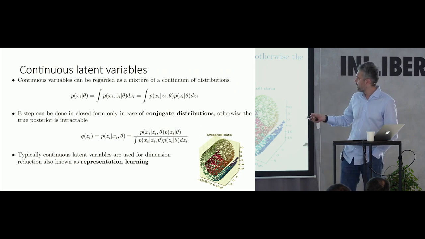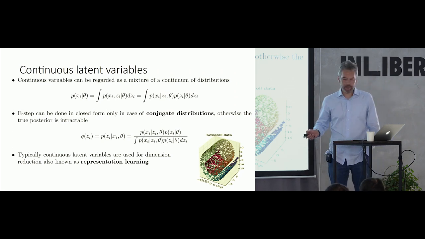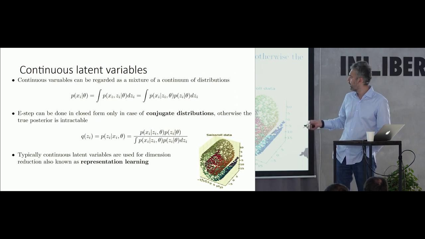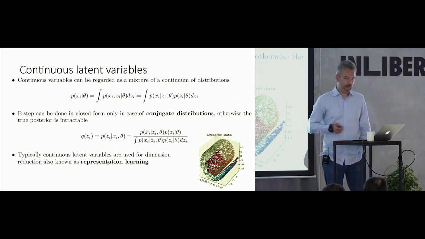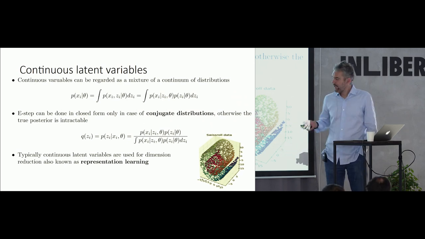And as for the E step, again, we need to estimate the posterior distribution of latent variables. And since the latent variable is continuous, if we apply Bayes' theorem, we immediately have an integral in the denominator.